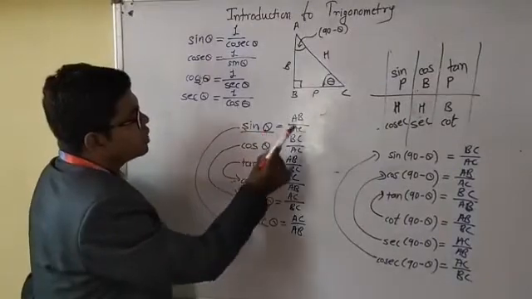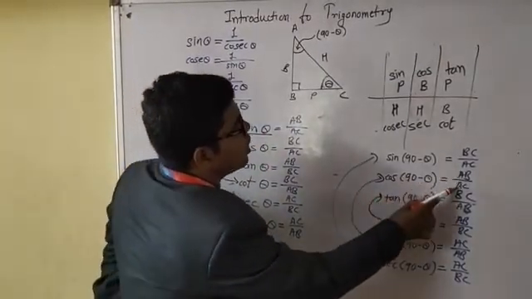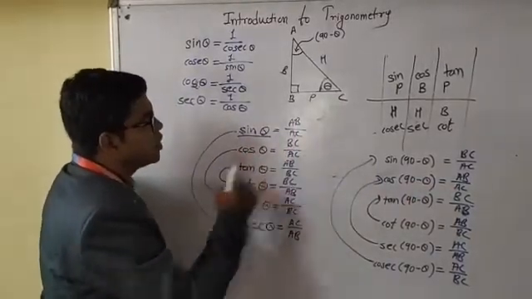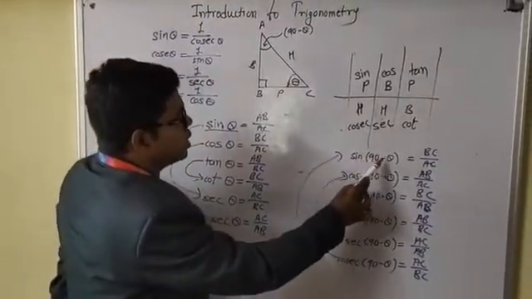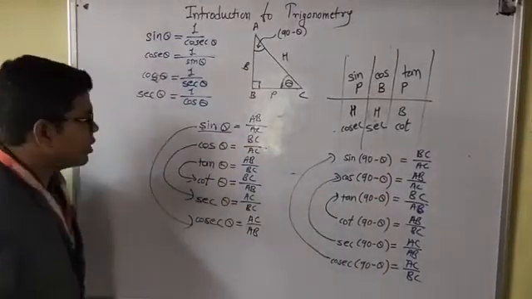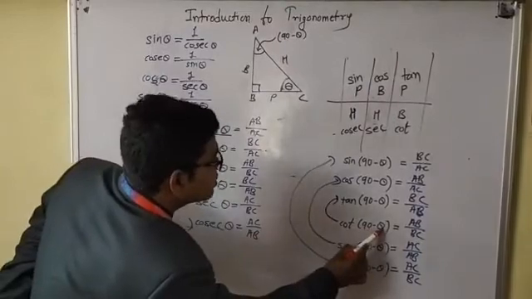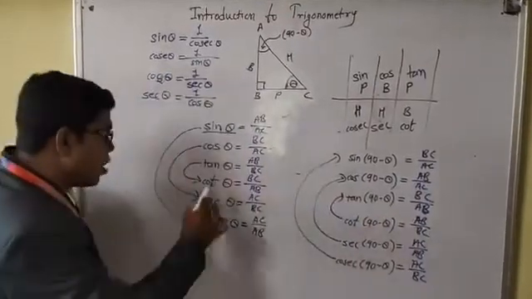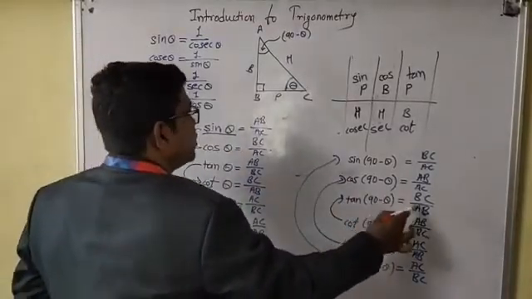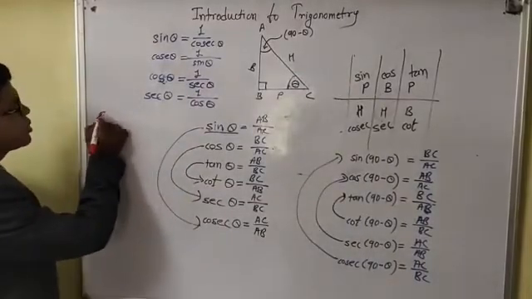Concentrate: sine of theta is AB upon AC, and similarly cos 90 minus theta is also AB upon AC. Similarly cos theta is equal to BC upon AC, and hence sine 90 minus theta is also BC upon AC. Right? Tan of theta is AB upon BC, cot 90 minus theta is AB upon BC. Cot theta is BC upon AB, tan 90 minus theta is BC upon AB. So here we can predict another relationships.